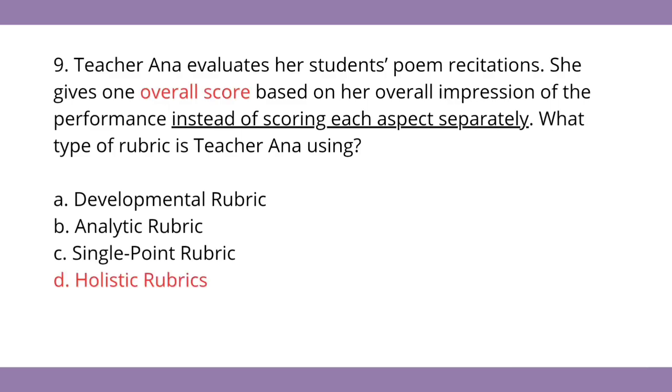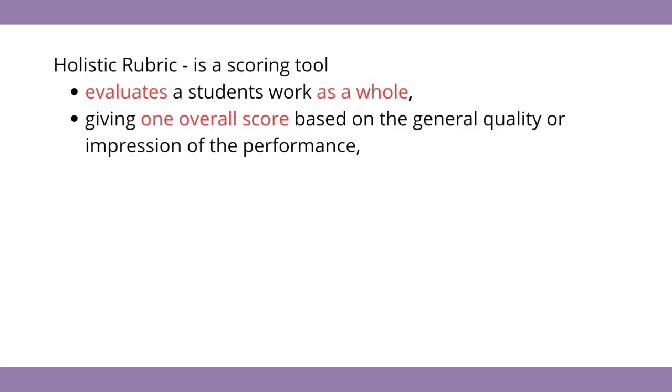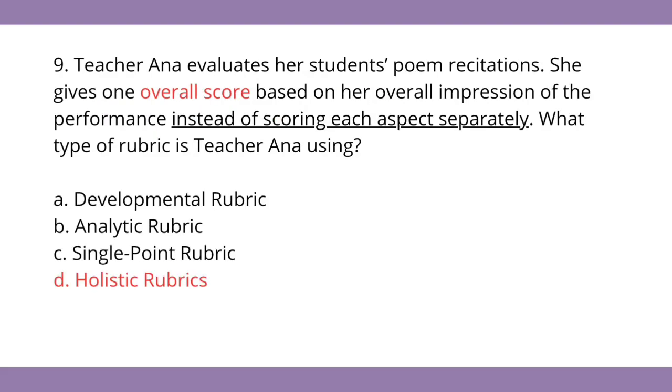The correct answer is letter D. A holistic rubric. A holistic rubric is a scoring tool that evaluates a student's work as a whole, giving one overall score based on the general quality or impression of the performance rather than scoring individual criteria separately. In Teacher Anna's case, she gives one overall score for her students' poem recitations based on her general impression, without rating individual aspects such as voice, expression, or accuracy.